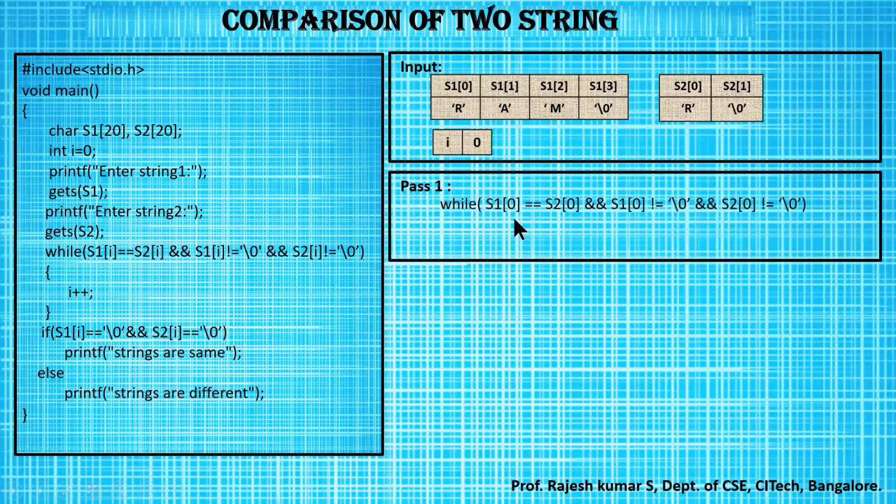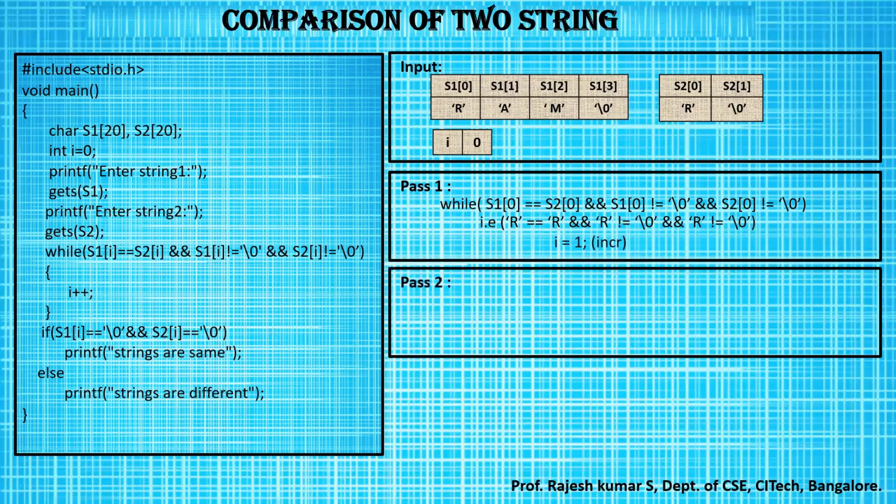First, when I value is 0, we'll check S1 of 0 double equals S2 of 0. What is S1 of 0? R. S2 of 0 is also R. The condition will be true. And R is not equal to null. S1 of 0 is not equal to null. Yes. S2 of 0 not equal to null. Yes. Then what we are confirming is the first characters are the same. In both strings, the first character is the same. And I'll increment I value. I value will become 1.